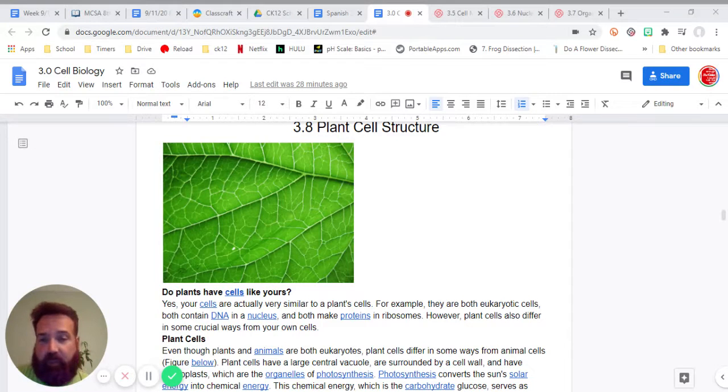All right, so this is 3.8, plant cell structure. I hope this helps. This is the last section for this assignment, and then you'll be able to move on.